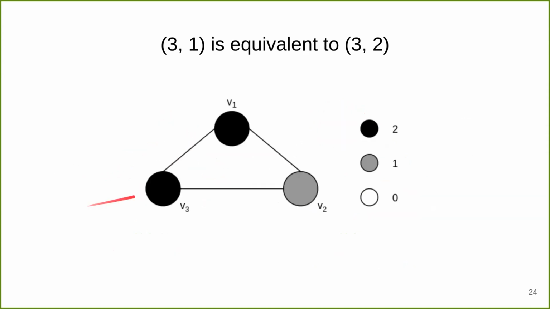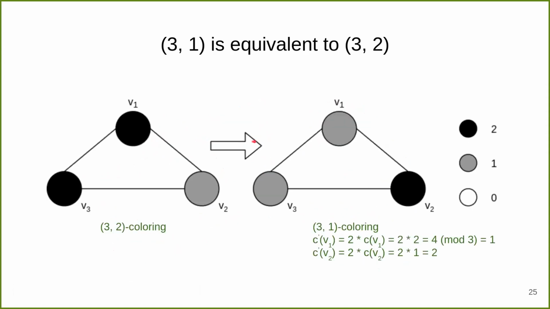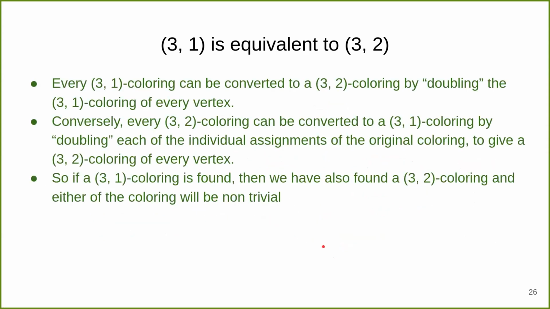If we take a 3-2 coloring of C3 and we double each coloring of a vertex, we get the following. If we take CV1, or the coloring of vertex 1, and we double it, we get 2 times 2, which is equal to 4. But 4 mod 3 is equal to 1. So the new coloring of V1 now will be 1. And if we do this again for V2 and V3, we will see that the coloring sum for each vertex becomes 1. And so again, we have achieved a 3-1 coloring from a 3-2 coloring just by doubling the coloring of each vertex. And so we could generalize this and say every 3-1 coloring can be converted to a 3-2 coloring by doubling the 3-1 coloring of every vertex. And conversely, every 3-2 coloring can be converted to a 3-1 coloring the same way. So if a 3-1 coloring is found, then we have also found a 3-2 coloring.